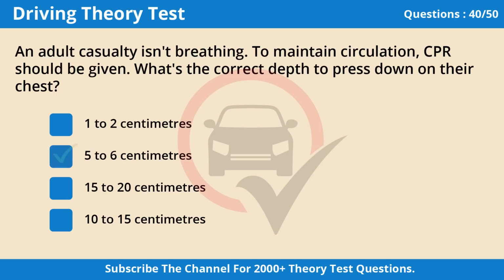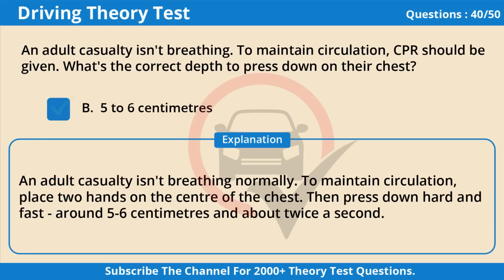B. 5 to 6 centimeters. An adult casualty isn't breathing normally. To maintain circulation, place 2 hands on the center of the chest. Then press down hard and fast, around 5 to 6 centimeters and about twice a second.